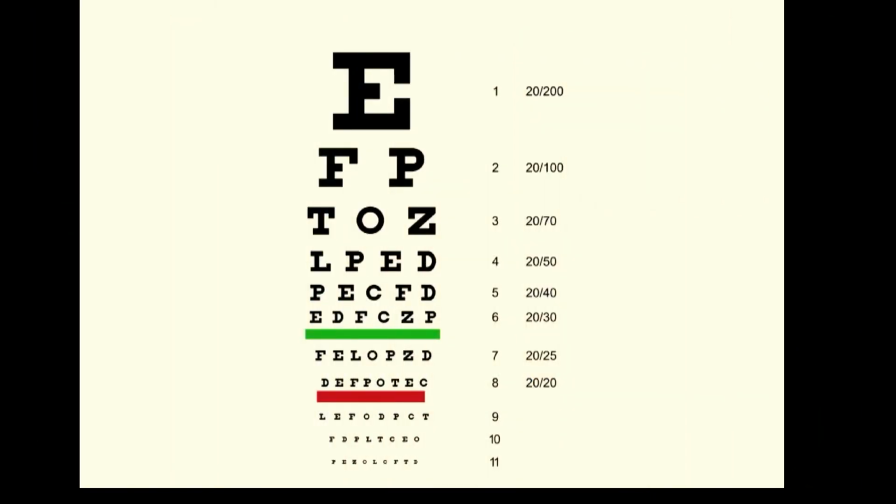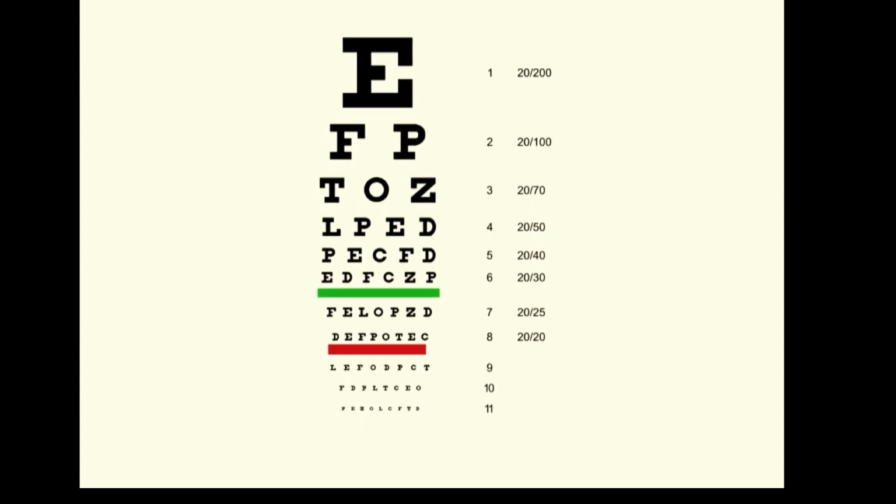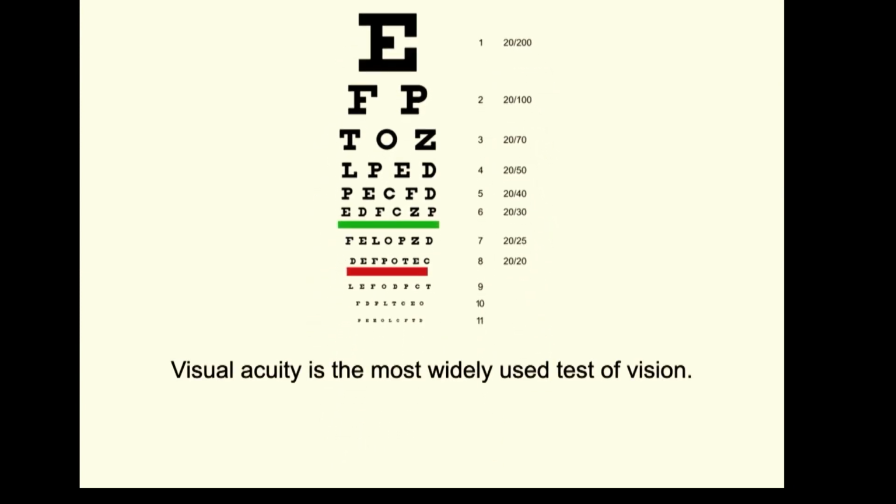So as you can see from the title, the talk today is going to be about quantification. So you're going to hear this word a lot. This is what most people think of when they think of measuring vision. We've all had this. This is an acuity task. It was invented in 1862. It is the most widely used task in all of vision.